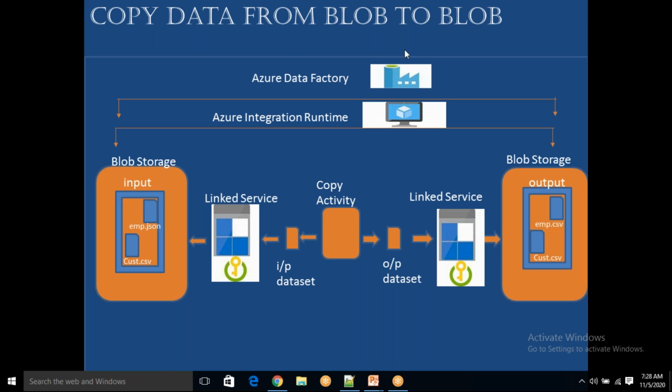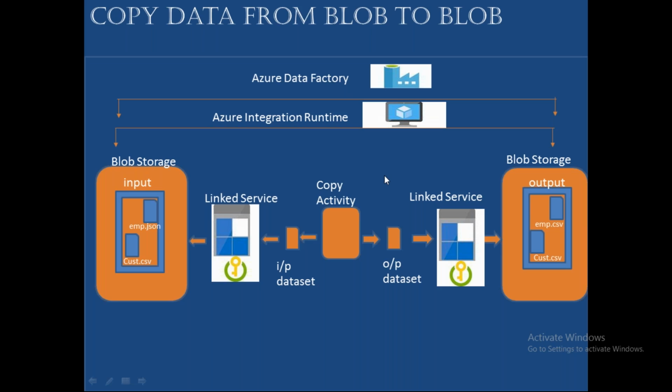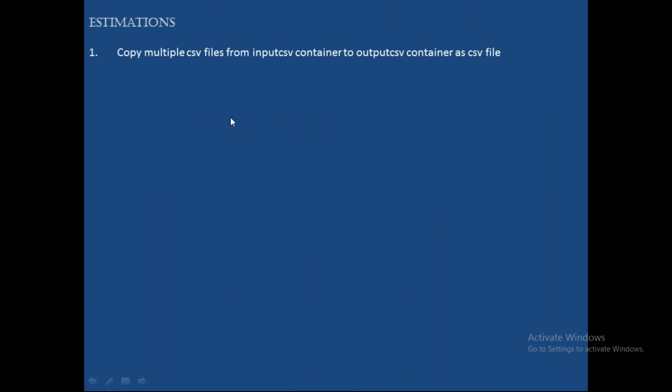Okay, fine. We spent some time here. Let's move on. Now you see the estimation. For these three requirements, the first is to copy multiple CSV files from the input container to the output container as CSV files. The second scenario is where you have specific extension files from the input container to the output container in a specified file format. For example, you have JSON, CSV, Parquet, and you want to pick only all the JSON files and load them into the output container.